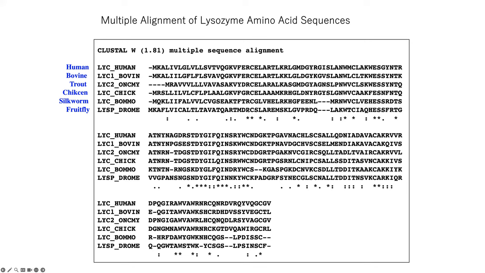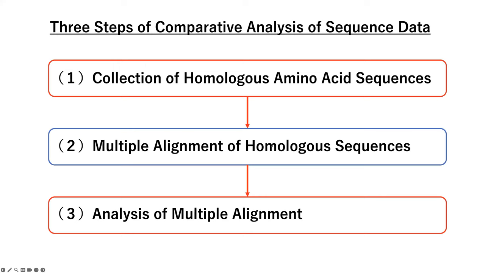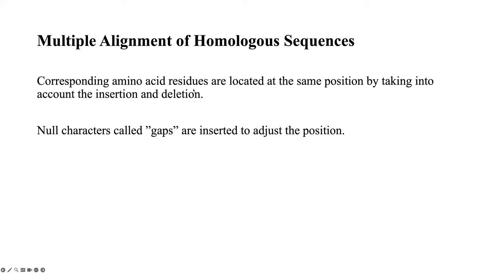So for example, this arginine and this cysteine are invariant among all the six lysozymes. Such invariance can be detected by inserting these gaps. So multiple alignment is an operation to locate corresponding amino acid residues at the same position by taking into account the insertion and the deletion. For such a purpose, we use another character called the gap. So the hyphen is a gap. The gaps are inserted to adjust the positions.